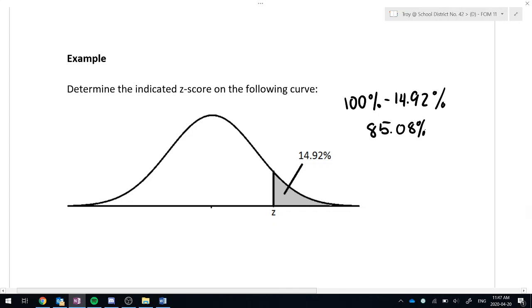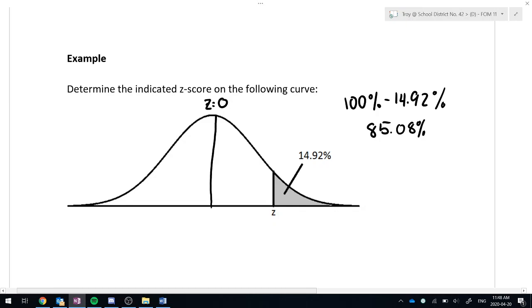before I continue. Yeah, that's correct. All right, so as a decimal, of course, that's going to be 0.8508. And we know that this z-score is going to be a positive z-score because, well, that's our z-score of 0. This z-score is to the right, so we know it's going to be positive. So we're going to have to go to our positive section there.